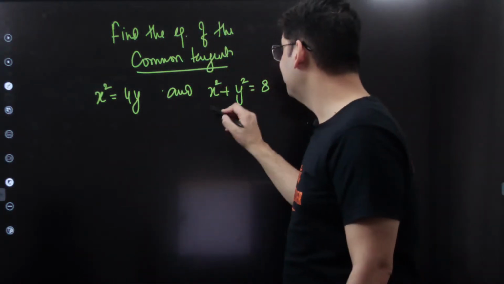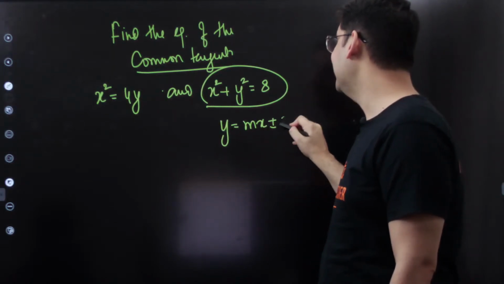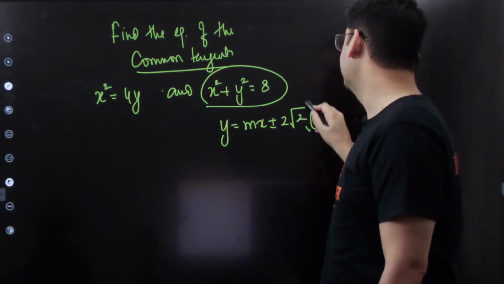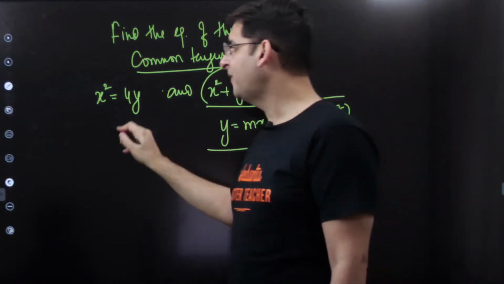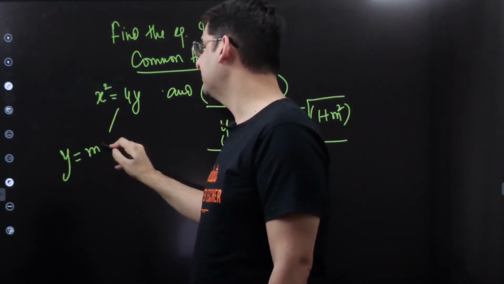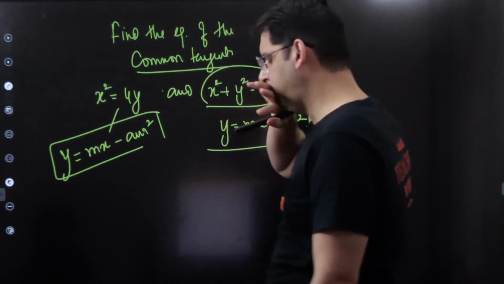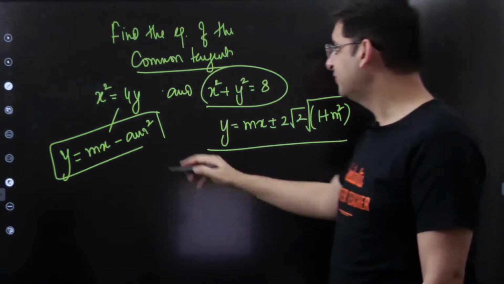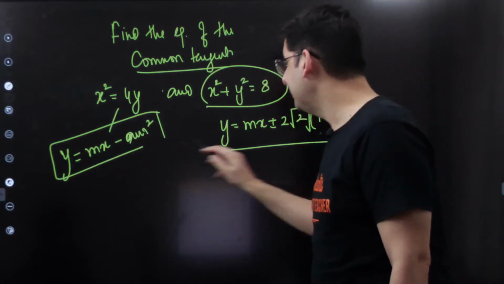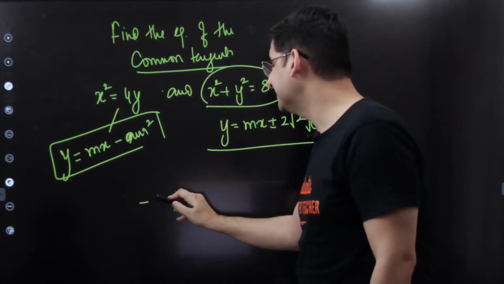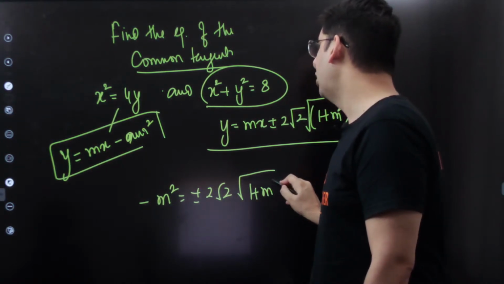So what we do is, we write the equation of the slope form. It is y is equal to mx plus minus a root of 1 plus m square. We write the slope form of this: y is equal to mx minus am square. I don't remember, but I think it was this only. Minus am square, a is 1 in this case. Now, how do we find m? So this is the same tangent. So again, minus m square is equal to plus minus 2 root of 1 plus m square. Solve for m.